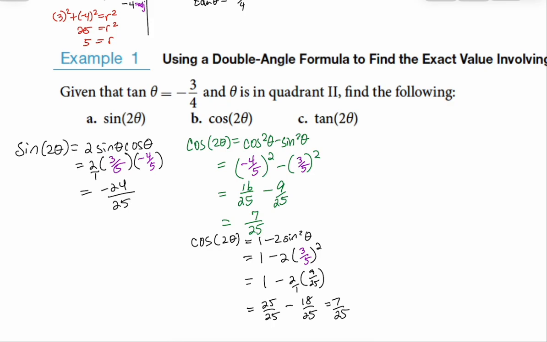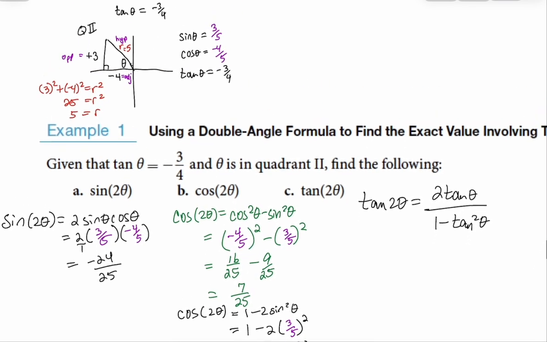Okay, I want to show you that both will result in the same thing. So the tangent of 2 theta, the more complicated one, is 2 tangent of theta over 1 minus the tangent squared of theta. So let's use the more complicated one, and then I'll show you what we could do with the information we found in A and B.